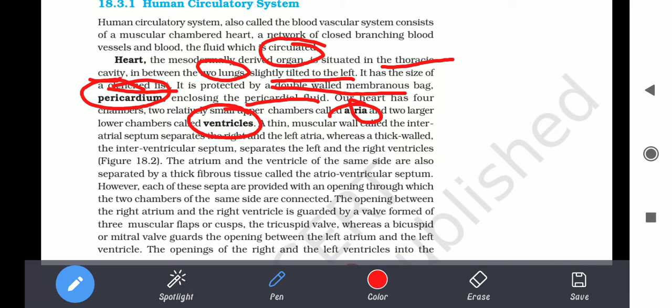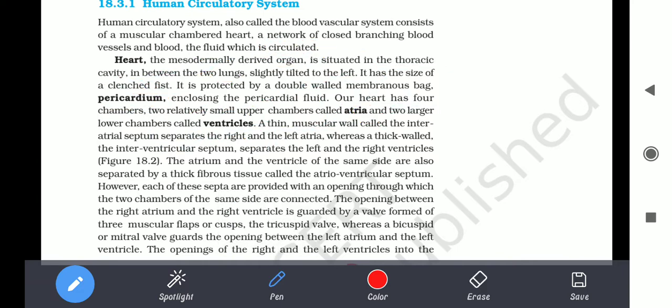A thin muscular wall is called the interatrial septum. The work of the interatrial septum is to separate the right and left atria, and we have the interventricular septum also, which separates the left and right ventricles. The interatrial septum separates the left and right atria, and the interventricular septum separates the left and right ventricles. And we also have the atrioventricular septum which separates atria and ventricles.